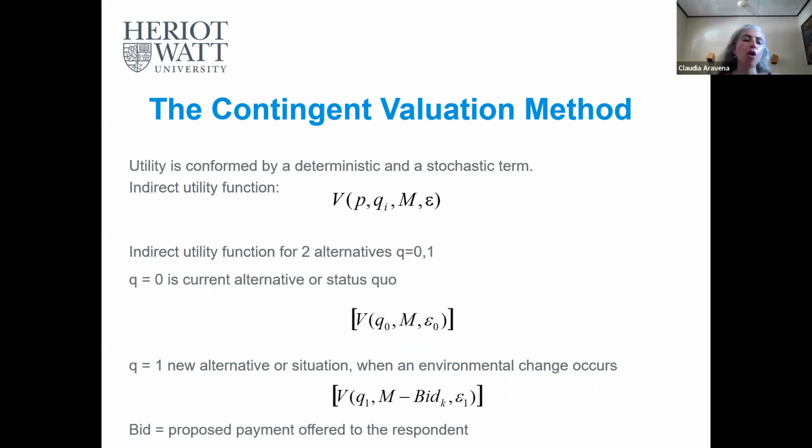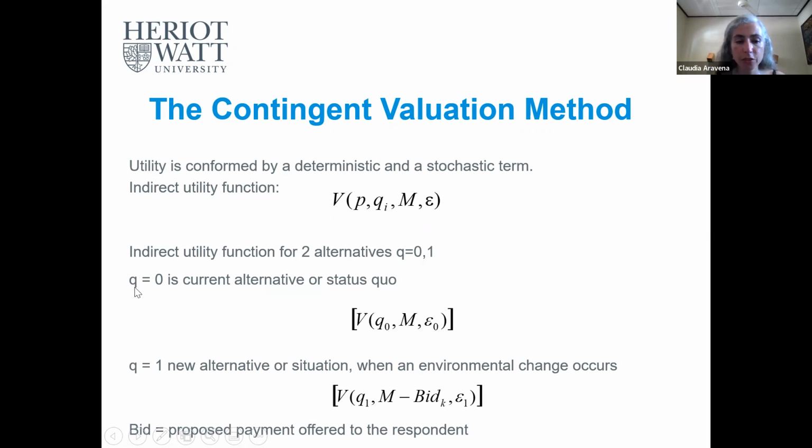Now I'm going to give you a bit of the modeling of the continuum evaluation, and very briefly, because I don't expect you to get the econometrics and all, but you need to understand that the continuum evaluation, as well as the choice experiment, are based on a utility function that is conformed by a deterministic part, which is observable for the researcher, and a stochastic part, which is not observable by the researcher. So, this is the error term.